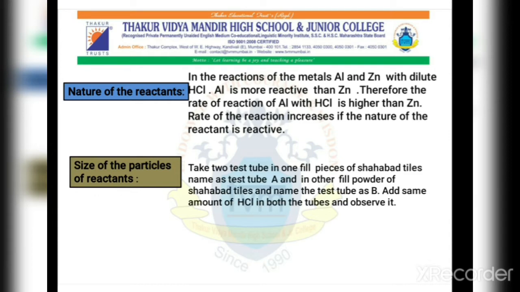Here, take two test tubes. In one test tube, fill pieces of Shahabad tiles. Shahabad tiles are nothing but the white tiles which are used. So take that tile, grind it into small pieces and take those small pieces in a test tube. Name that test tube as A. In the other test tube, fill powder of Shahabad tiles and name the test tube as B.